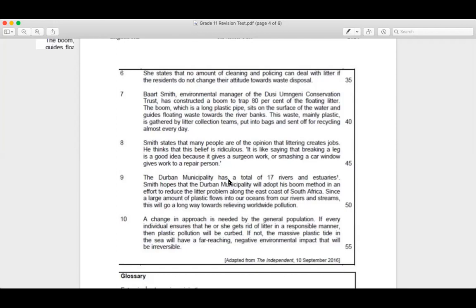Smith states that many people are of the opinion that littering creates jobs. He thinks that this belief is ridiculous. It is like saying that breaking a leg is a good idea because it gives a surgeon work, or smashing a car window gives work to the repair person.